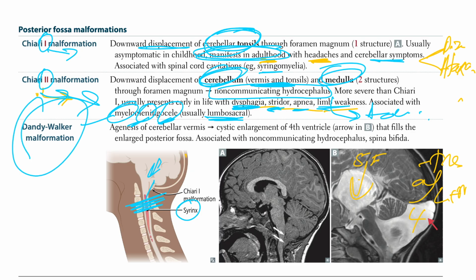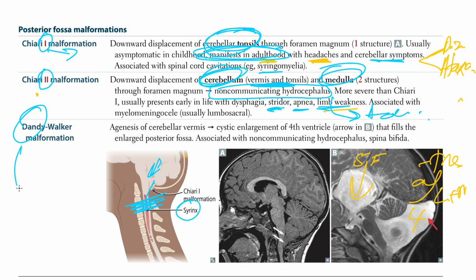With Dandy Walker, Dandy's an infant who walks on the vermis. Walking on the vermis is like the moonwalk. So Dandy Walker is a child who walks on the vermis. When you walk on the vermis, you cause agenesis of it. Not destruction, but non-formation, so the proper wording here is agenesis, right? But just a mnemonic here: Dandy Walker is a kid who's walking on the vermis. The vermis is the main problem here.